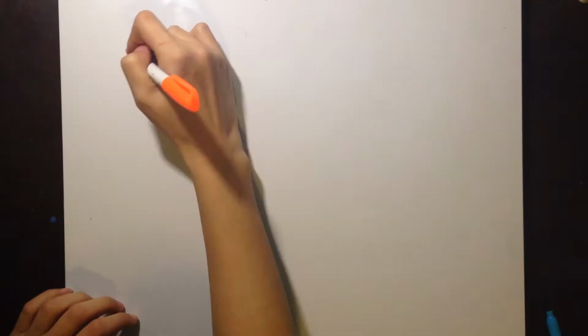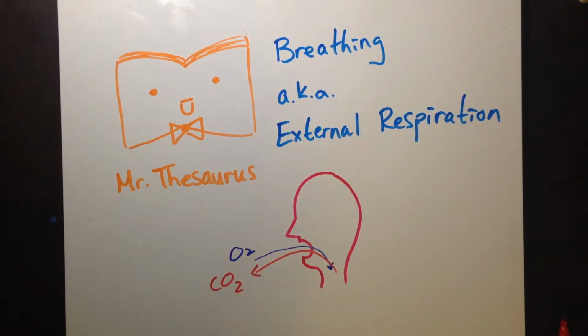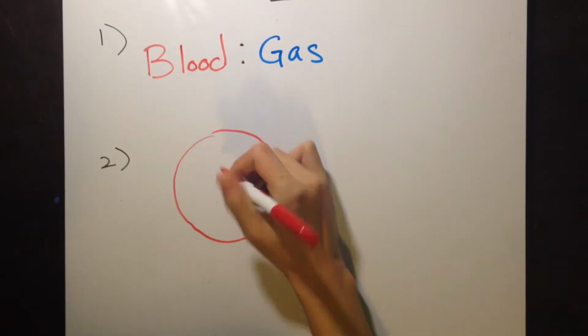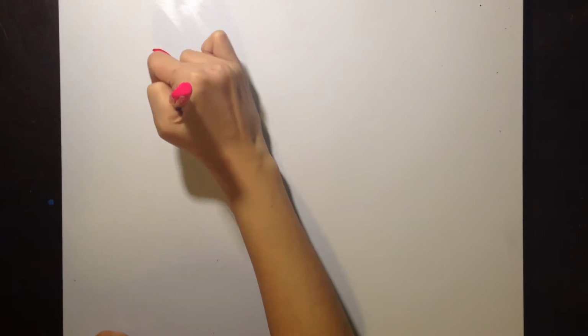Breathing rate is known as external respiration, and it's what you do to get oxygen into your body and carbon dioxide out. In humans, breathing rate helps maintain homeostasis in two main ways: maintaining blood gas levels and maintaining blood pH.